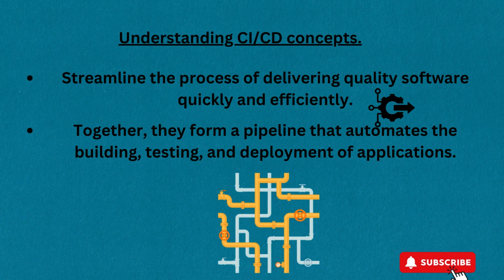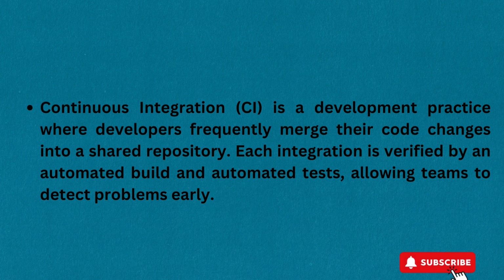Continuous integration and continuous deployment are fundamental practices in modern software development that aim to streamline the process of delivering quality software quickly and efficiently. Together, they form a pipeline that automates the building, testing, and deployment of applications. So we will see continuous integration first. Continuous integration is a development practice where developers frequently merge their code changes into a shared repository. Each integration is verified by an automated build and automated test, allowing teams to detect problems early.